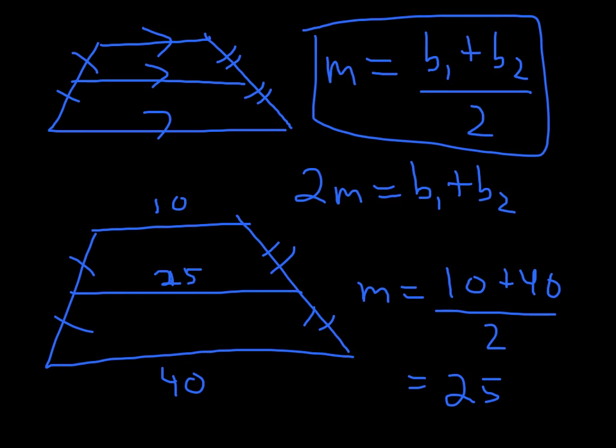Now if you think about it, the median, any middle number, so here's our median, it's the average of the two bases. It's the same difference from the larger number and the small number. So notice the distance from 25 to 10 is 15, and the distance from 25 to 40 is also 15. So we can use that to solve other problems if I give you one base and the length of the median.